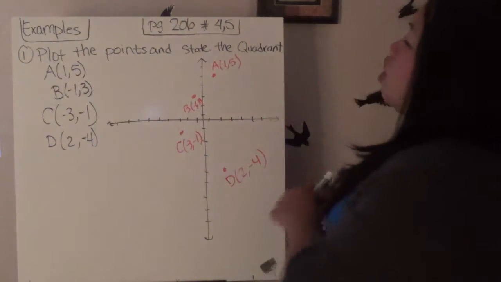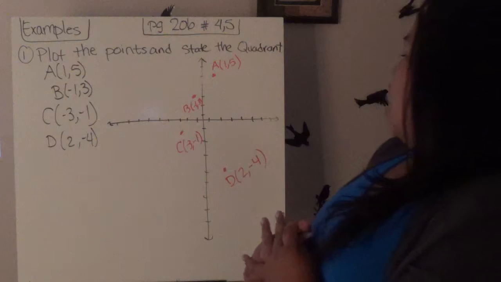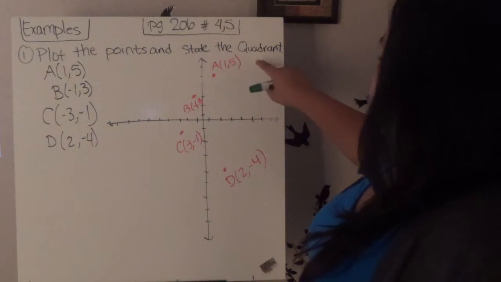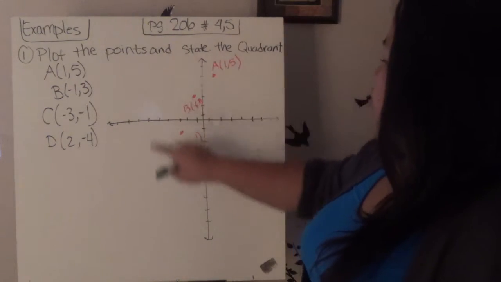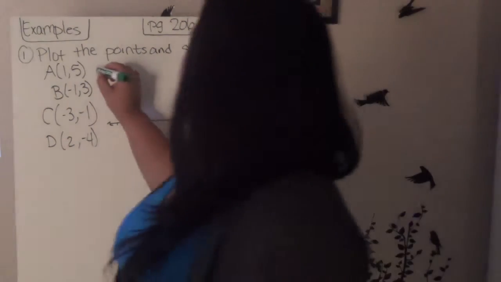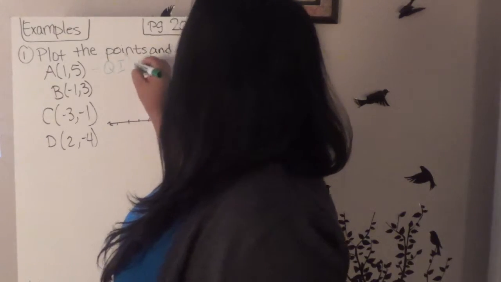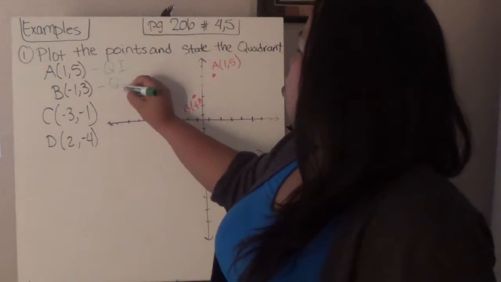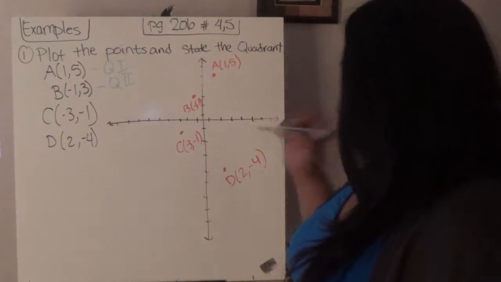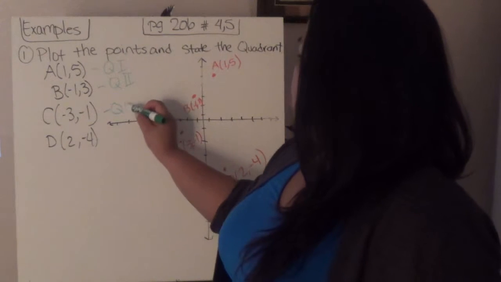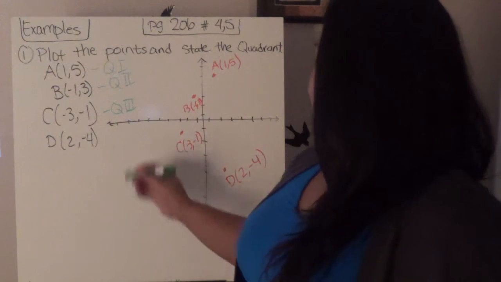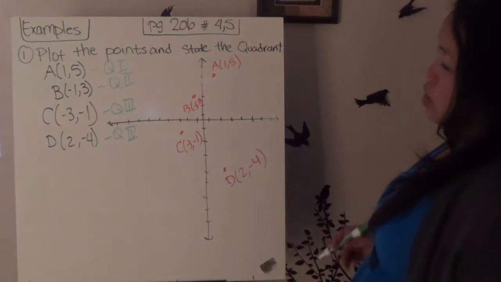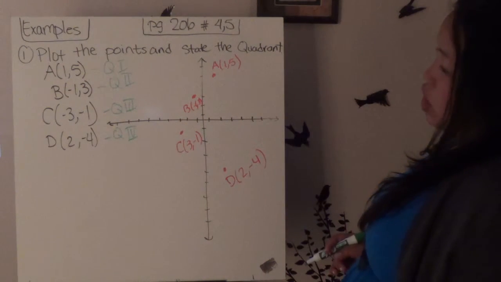Now we also have to figure out what quadrant they're in. So remember that it's kind of like a C, the Cartesian plane or the coordinate plane. So this is quadrant 1, quadrant 2, 3, and 4. So A is in quadrant 1. B here would be in quadrant 2. C is quadrant 3. And D is quadrant 4. Without even graphing them, you should be able to see which is which.